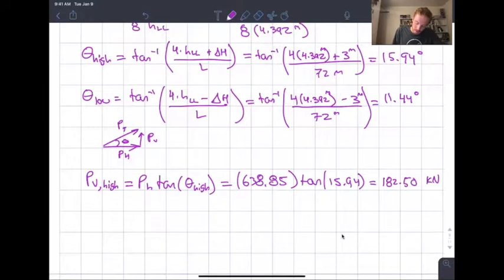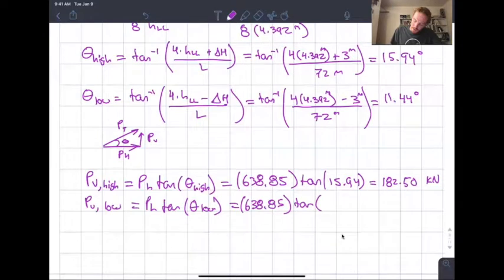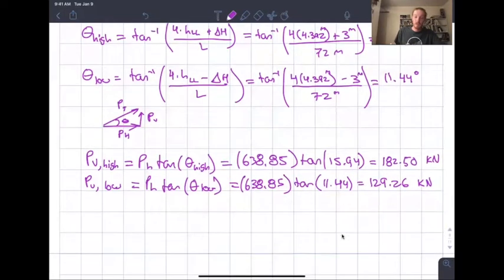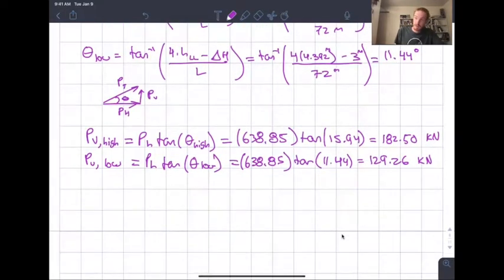Okay, similarly, PV low, right? It's just pH times the tangent of theta low, equal to 638.85 times the tangent of 11.44. Run that, you get 129.26 kilonewtons. All right, now we can calculate PT high and PT low.